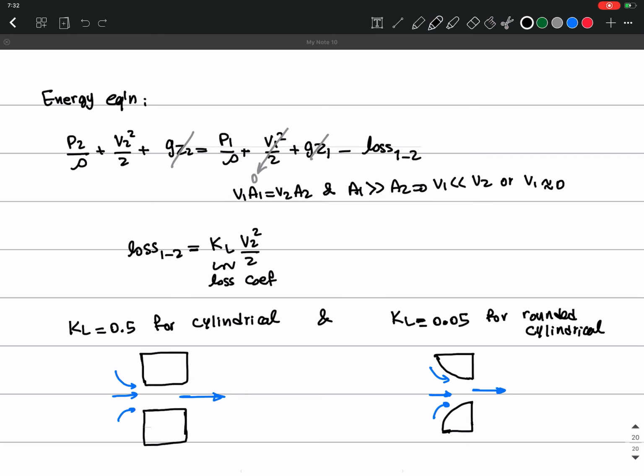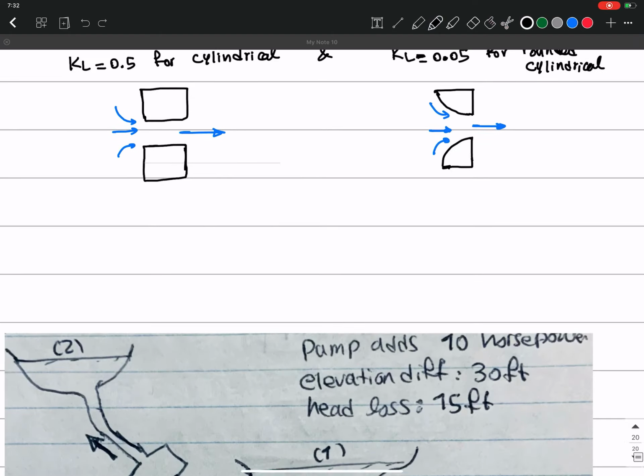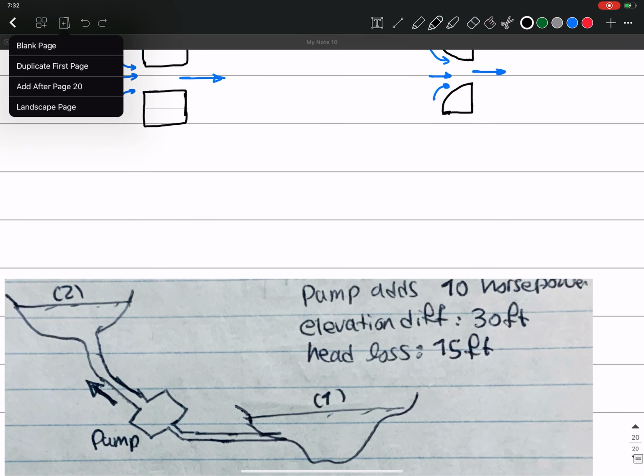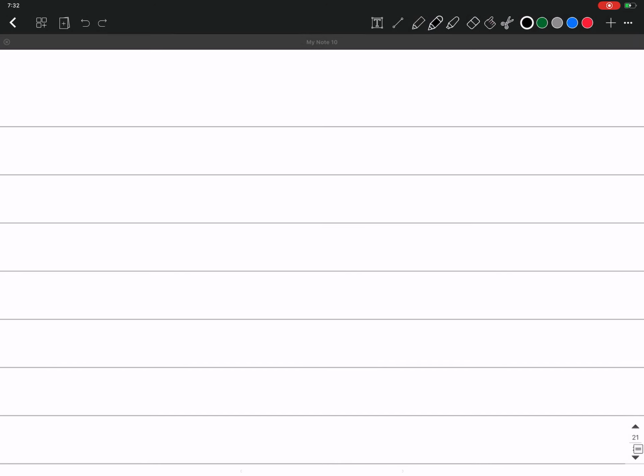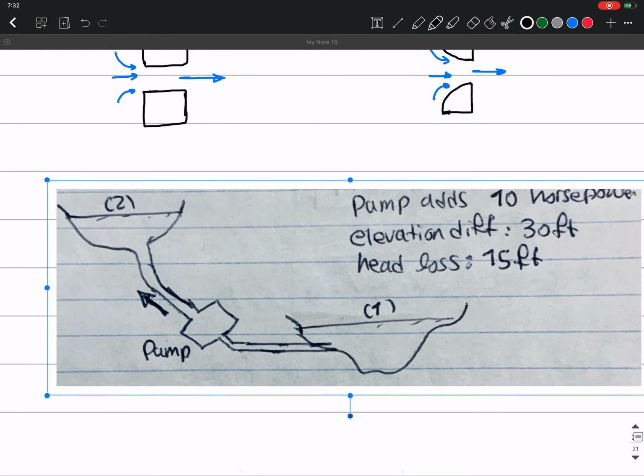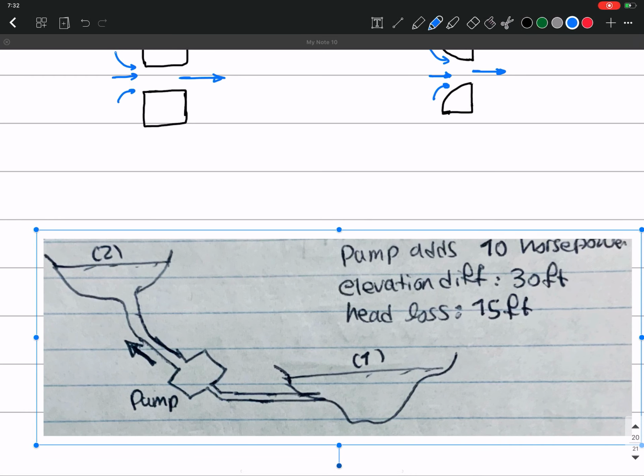Bernoulli is only for inviscid fluids. Okay, so now let me solve one example so you better understand how you should use this energy equation, especially in the context of pumps, because we will use this for designing pumps. This is a very important formula for pumps that we learn, and also the energy equation. Okay, so let me get started with an example.